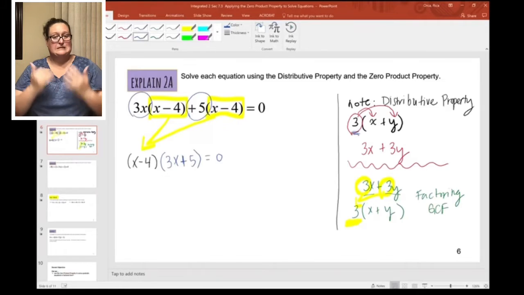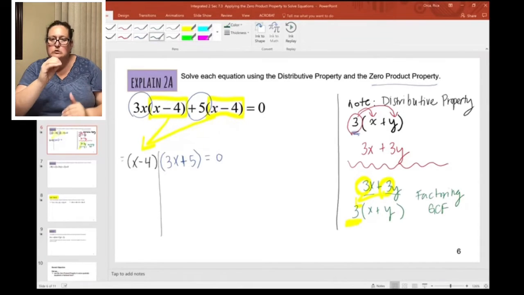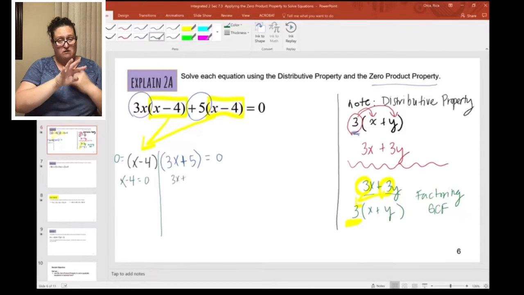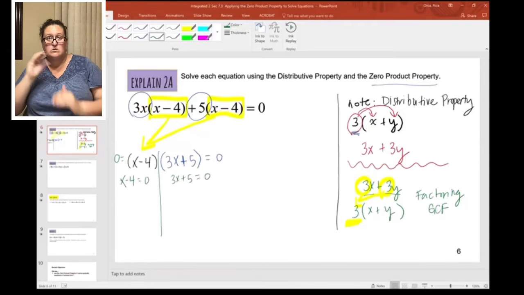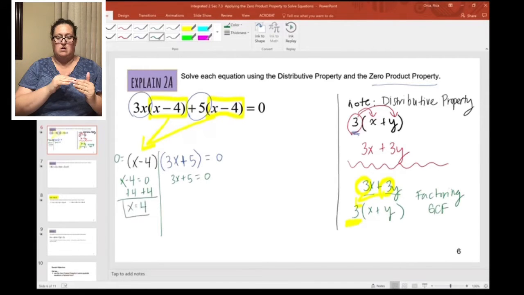Now that we've written this in factored form, let's use the zero product property to solve. So we're just going to set each factor equal to 0, x minus 4 equals 0, and 3x plus 5 equals 0. So now let's solve for x. Add 4 to both sides. X is going to equal 4.